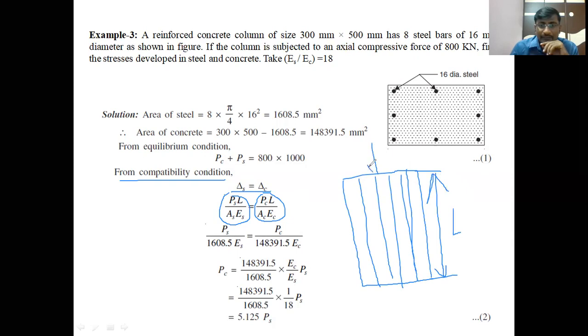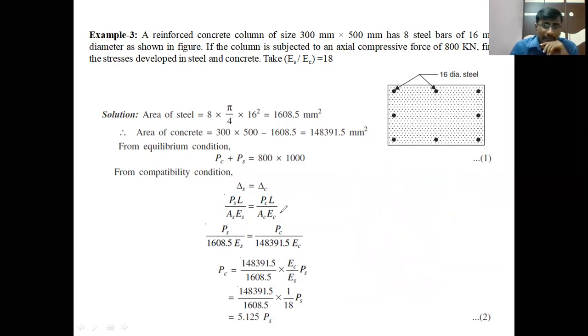We are applying the compressive load on the column. If we support it at the bottom, the compressive load of 800 kilonewtons is applied here. So the initial length is the same for the concrete material and steel bars. Therefore, it cancels. On the left hand side, PS, the load shared by the steel material, divided by the cross-sectional area of the steel, calculated as 1608.5, into Young's modulus for steel. The value is not given in the problem, but the ratio is given.